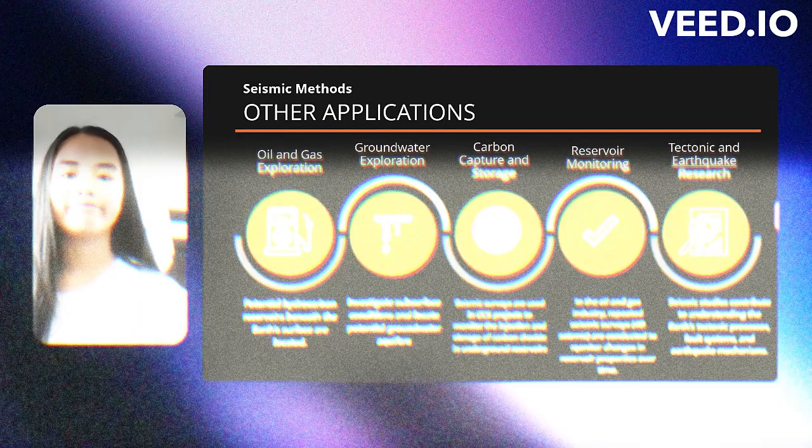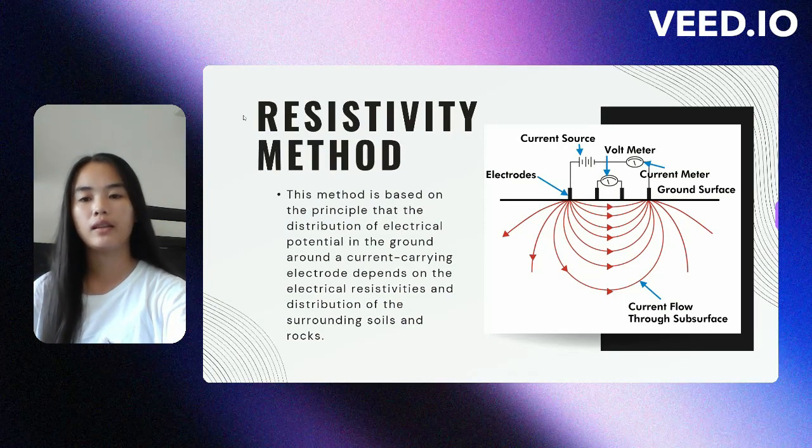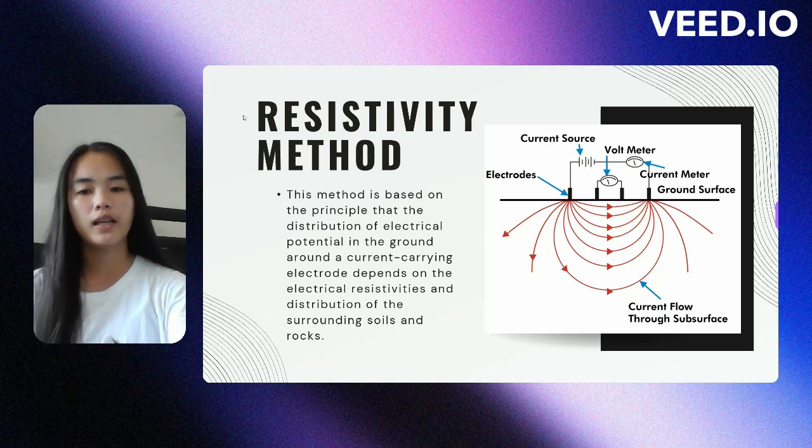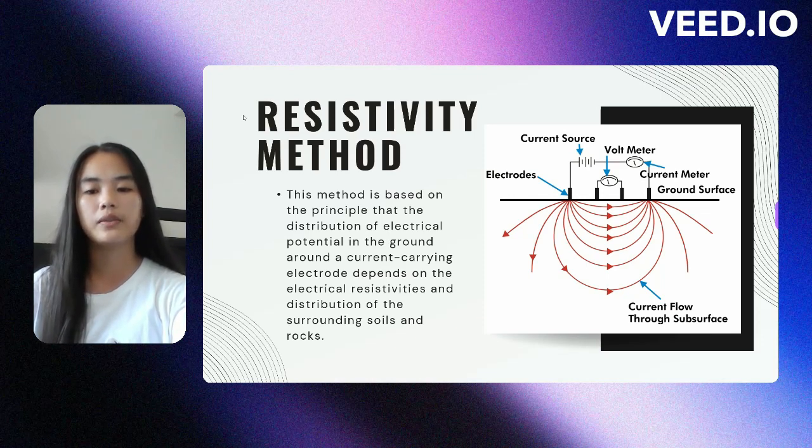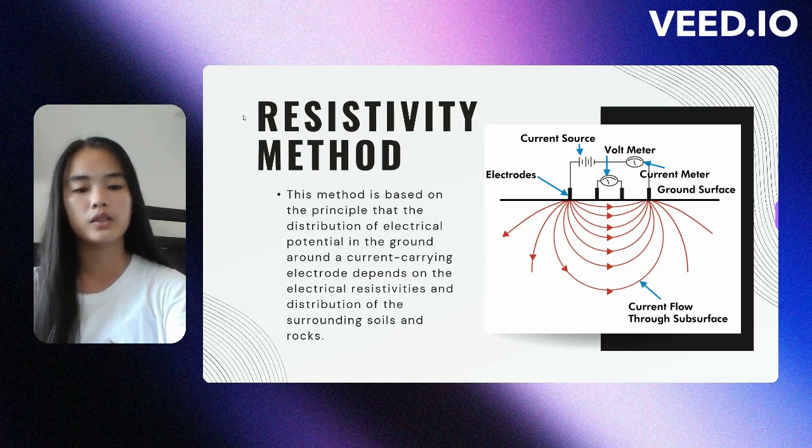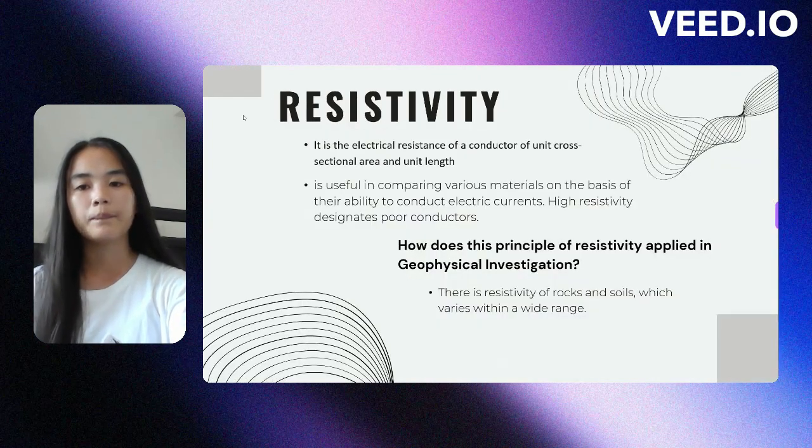Moving on to the resistivity method. This method is based on the principle that the distribution of electrical potential in the ground around a current carrying electrode depends on the electrical resistivities and distribution of the surrounding soils and the rocks.